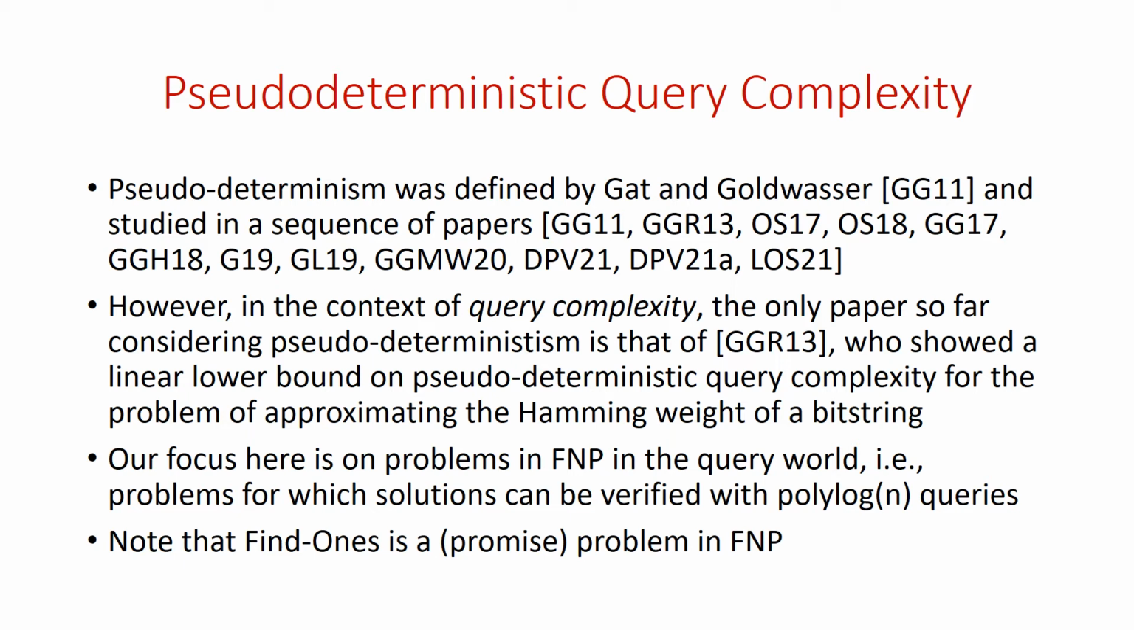So in this talk, our focus is on problems that are in FNP in the query world, problems where solutions can be verified with polylog n queries. And it turns out that the find once problem that we just defined is sort of canonical for this class, meaning that even though it's not a total search problem, it's a promised search problem, any lower bound for a problem in FNP translates to a very similar lower bound for find once. That's not very hard to prove. It's a structural result about complexity in the query world.